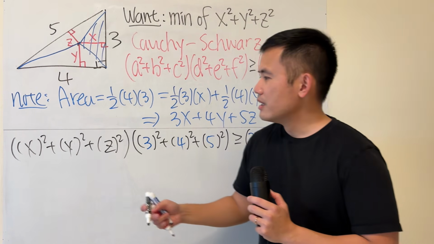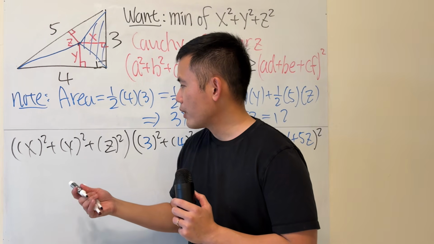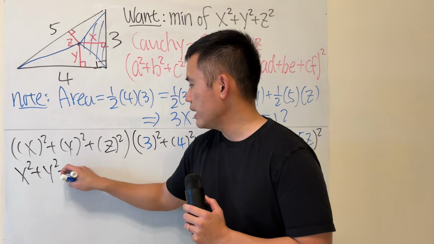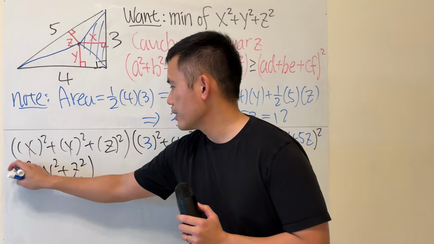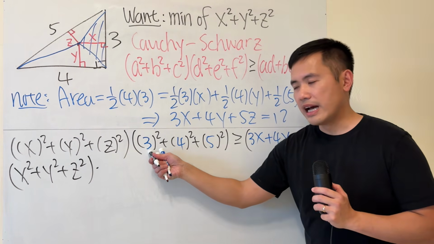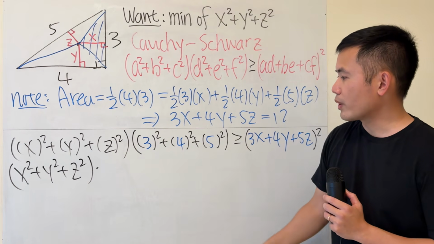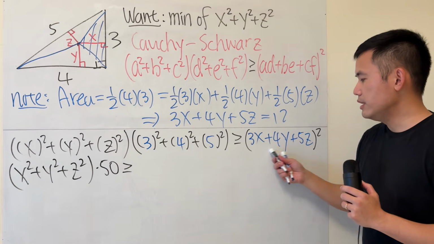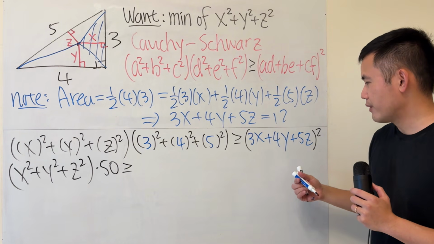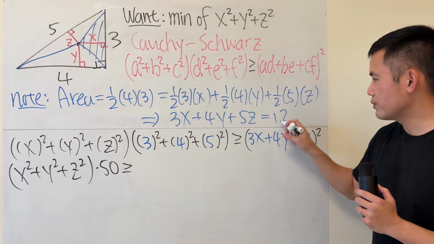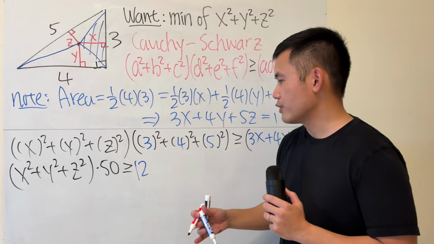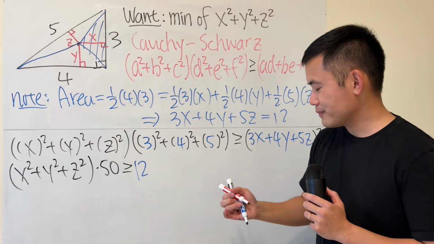So now let's see. This right here will tell us, right here we have the sum of x squared, y squared, and z squared. This is 9, 16, 25, so that's 50. It will be greater than or equal to, this right here is 12. The blue one right here is 12. So it's 12 squared, which is of course 144.